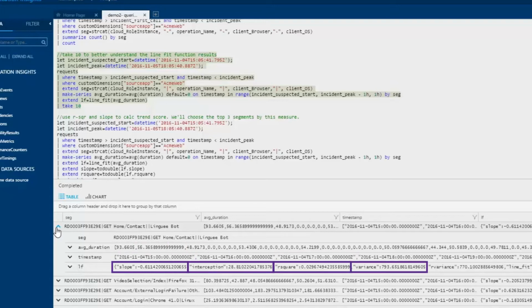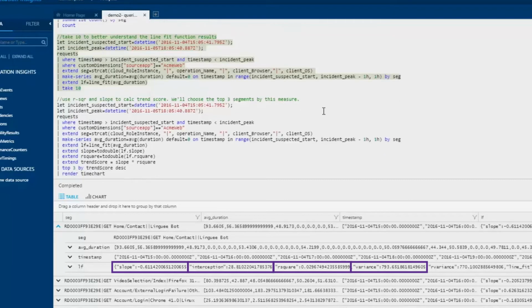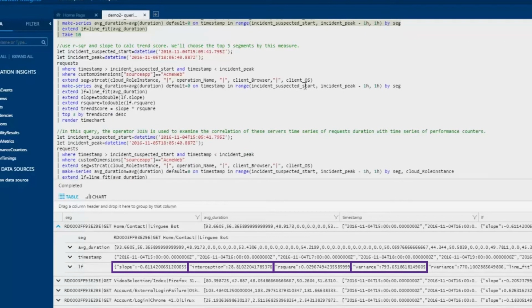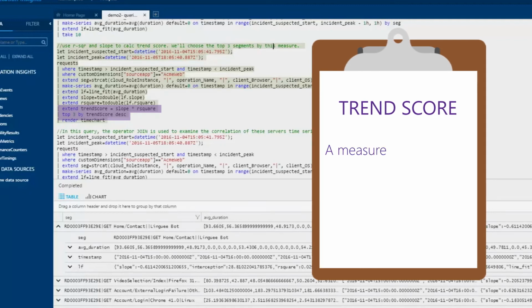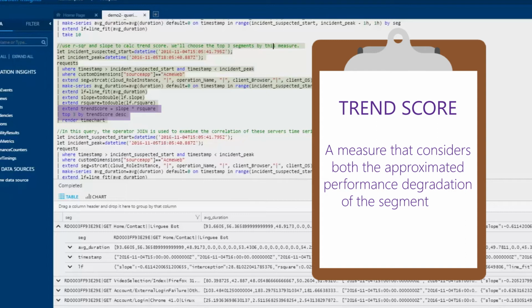The fourth column contains the line fit output, which includes the approximated line and additional related details, such as the approximated line slope, the variance of the original series, and R-square, a standard measure of the fit approximation quality. We'll use the parameters slope and R-square to calculate a trend score, a measure that considers both the approximated performance degradation of the segment and its confidence level.